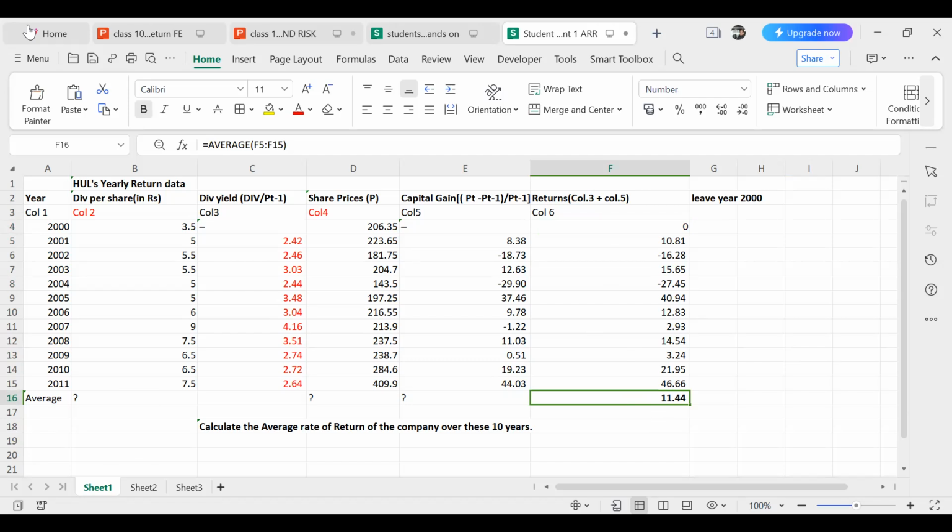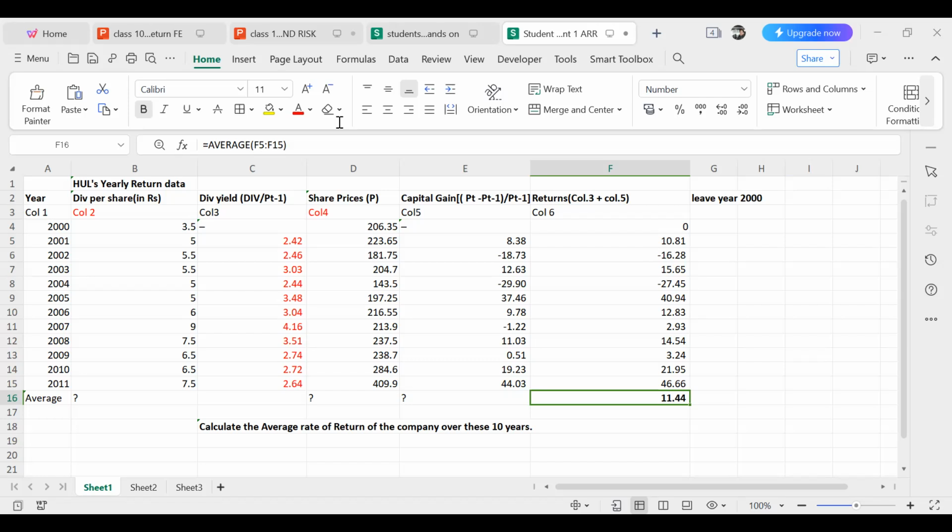We'll now proceed to calculate the risk involved in this return. You can see this return is fluctuating so much. In the first year, you have a 10.8% positive return. In the second year, it drops to minus 16. So there is high volatility in this return. When you are investing, how can you find how much risk is involved? For that, you have to calculate your standard deviation and variance.